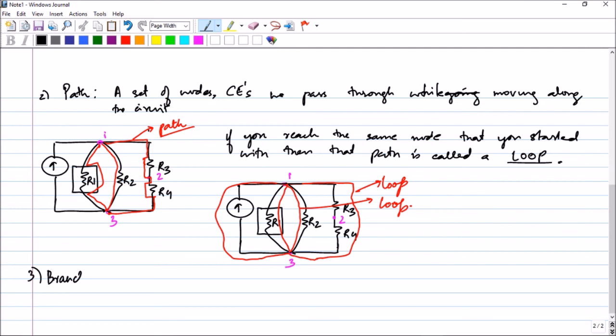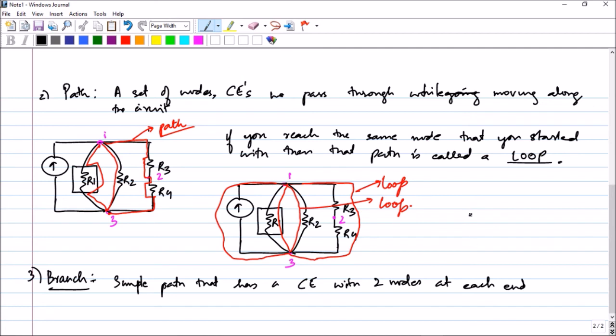So the third one is a branch. Alright? Now, what is a branch? A branch is a simple path. So it's a very simple path that has a circuit element with two nodes at each end. So in a way, if you want to find the number of branches in a circuit, all you have to do is count the number of circuit elements, right?